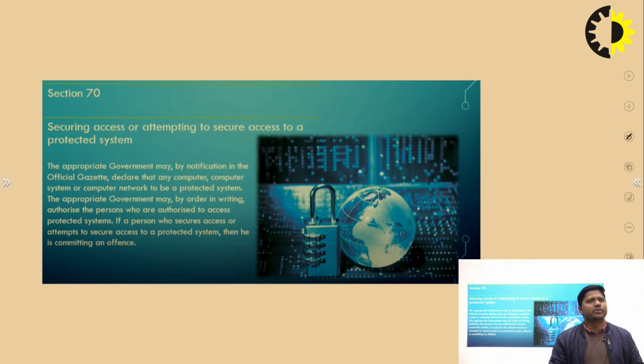Section 70, securing access or attempting to secure access to a protected system, in which the appropriate government may, by notification in the Official Gazette, declare that any computer system or computer network is a protected system. The appropriate government may, by order in writing, authorize the persons who are authorized to access the protected system. If a person secures access or attempts to secure access to a protected system, then he is committing an offence.